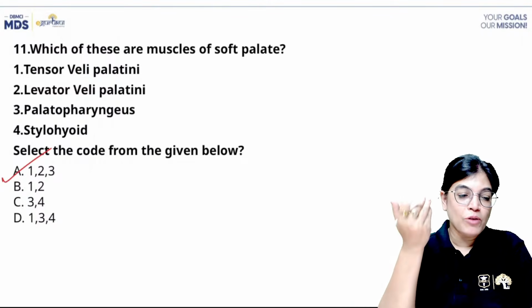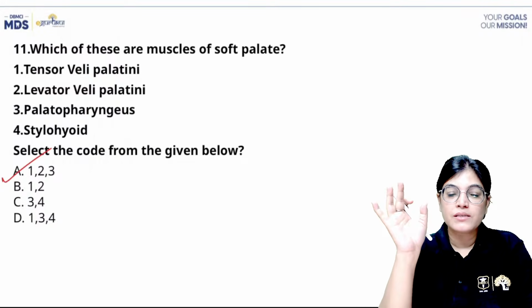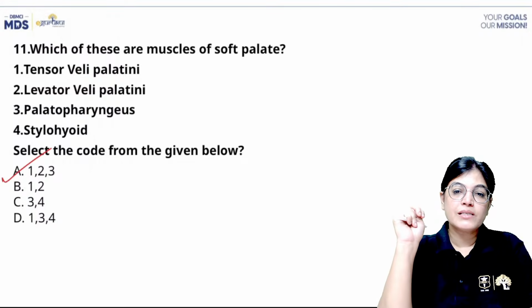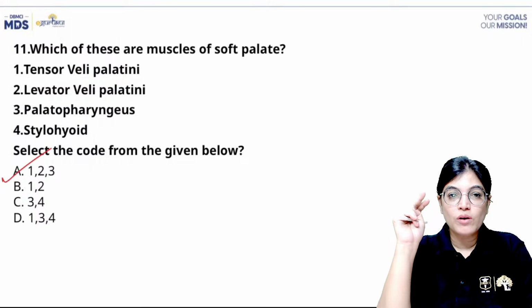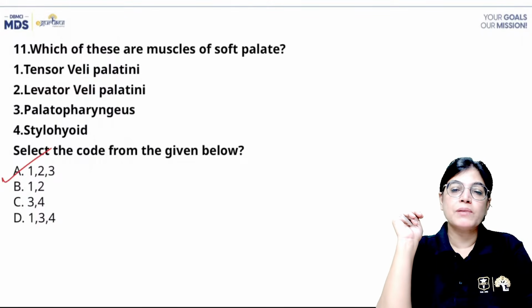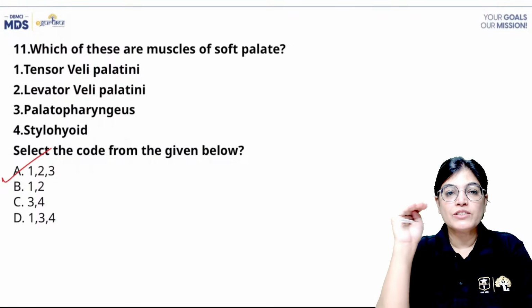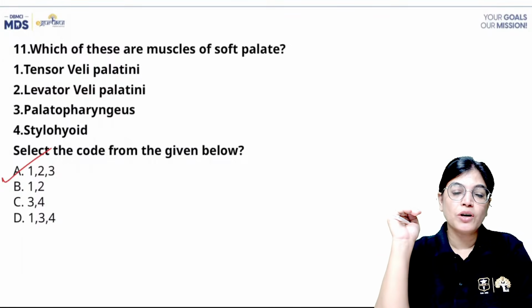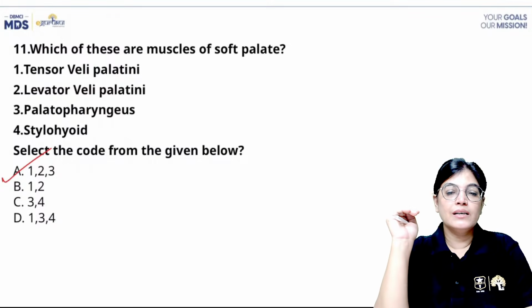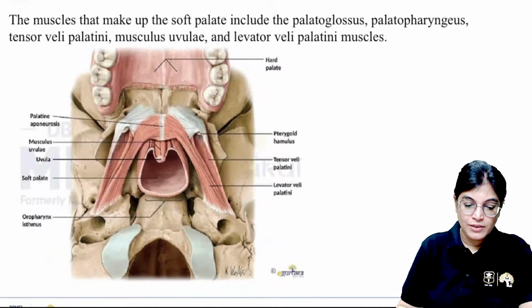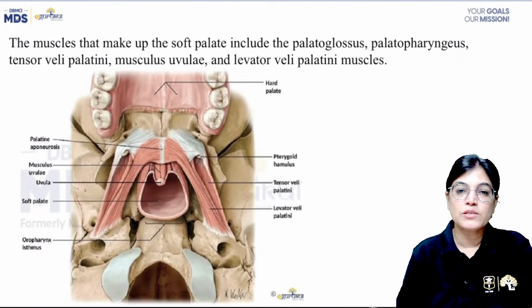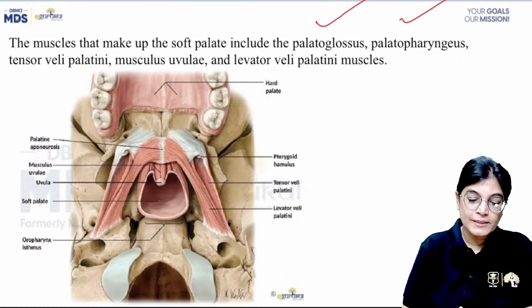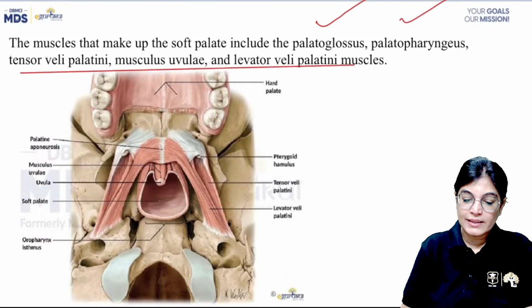Can anybody give me the names of the other muscles? Other than these three, we have two more muscles considered muscles of the soft palate, for a total of 5. They are tensor veli palatini, levator veli palatini, palatopharyngeus, musculus uvulae, and also the palatoglossus muscle. Palatopharyngeus and palatoglossus arise from the palatine aponeurosis.